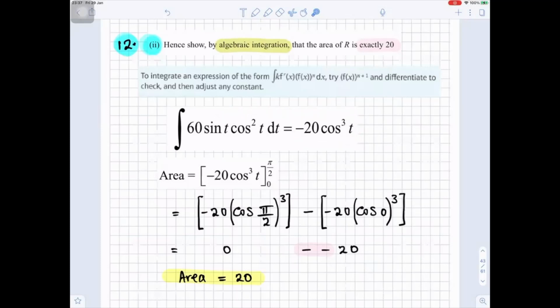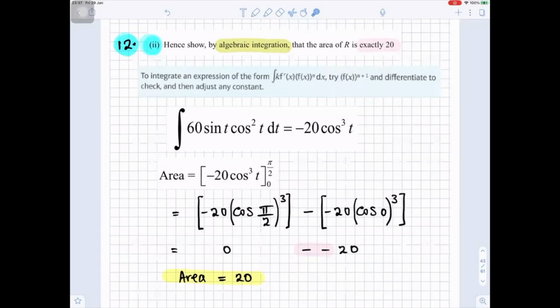So now the integral will be minus 20 cos cubed t, because the 3 comes and multiplies 3 times 20. That will give you the 60. And when you differentiate cos, you get minus, so the minus with that minus will become a plus. So that's why you have minus 20 cos cubed t, and you're integrating from 0 to pi over 2.